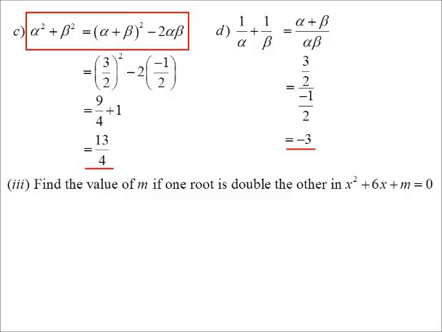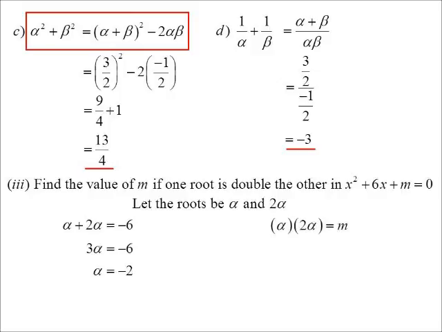We're going to find the value of m if one root is double the other. So in this case, instead of calling the roots alpha and beta, I'll call them alpha and 2 alpha. One root's double the other. So alpha plus 2 alpha is negative 6. And alpha times 2 alpha is m, and that's what we're trying to find. So basically, we've just got simultaneous equations to work it out. So alpha is negative 2, subbing it in, eventually we get an answer.